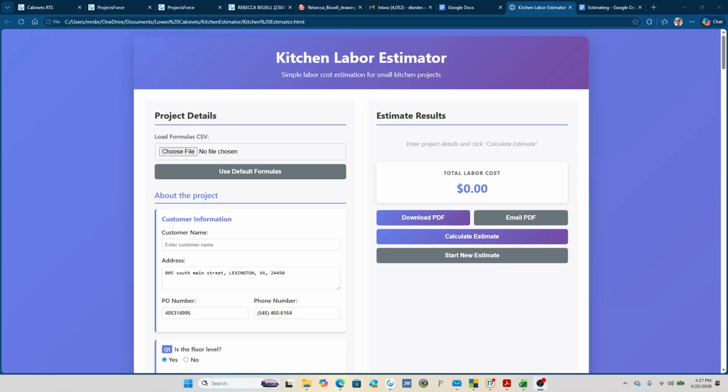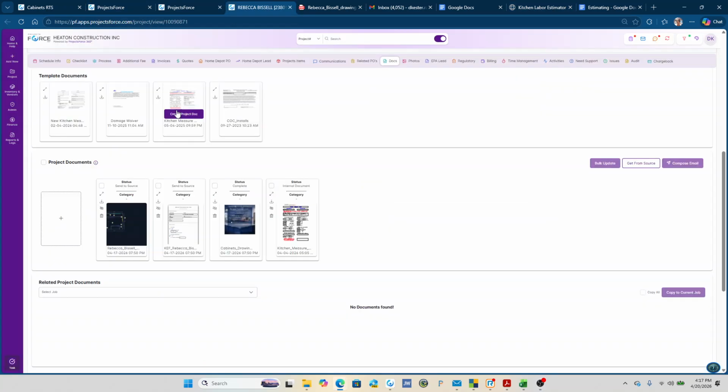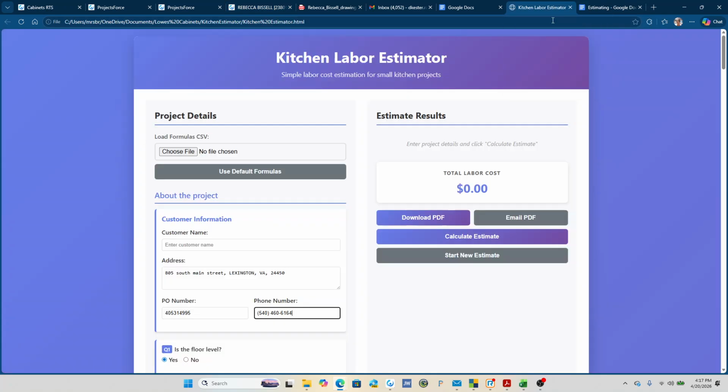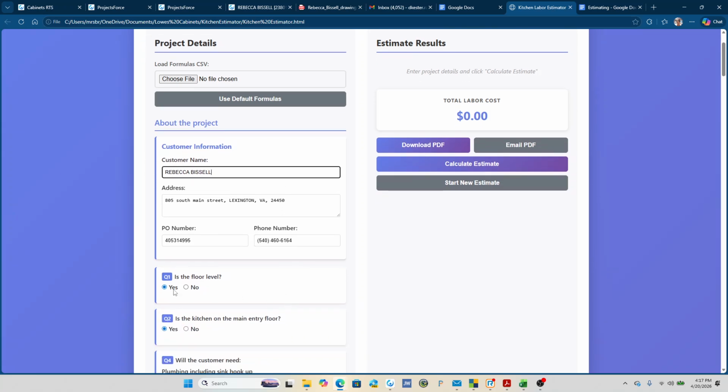Alright, so I am going to go through this project and I've already populated the customer's name and information. Well, I thought I had the customer's name populated. Let's see, this is Rebecca Bissel and she has two projects, so we're going to make sure we get the correct address here.